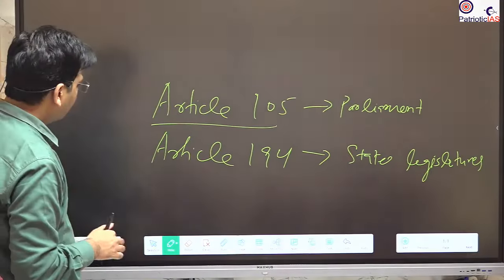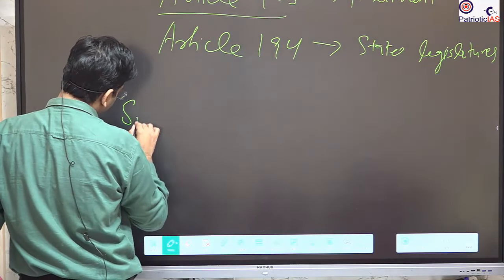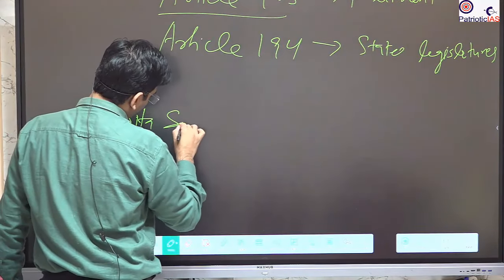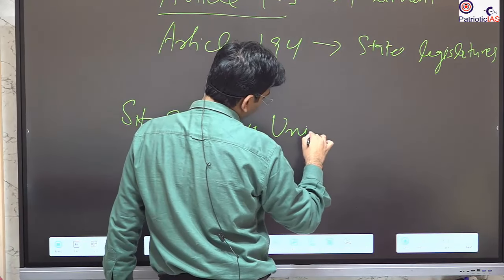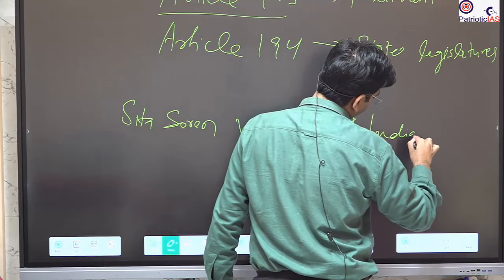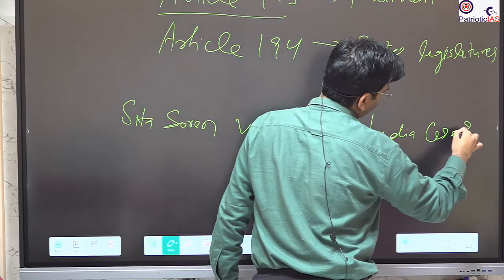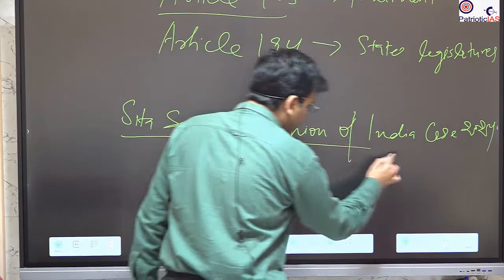But the recent judgment is the Sita Soren versus Union of India case. So please remember this, Sita Soren versus Union of India case. This is 2024. Yesterday we got the judgment.